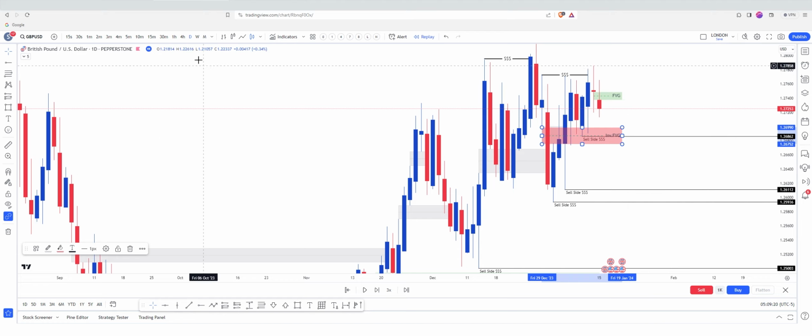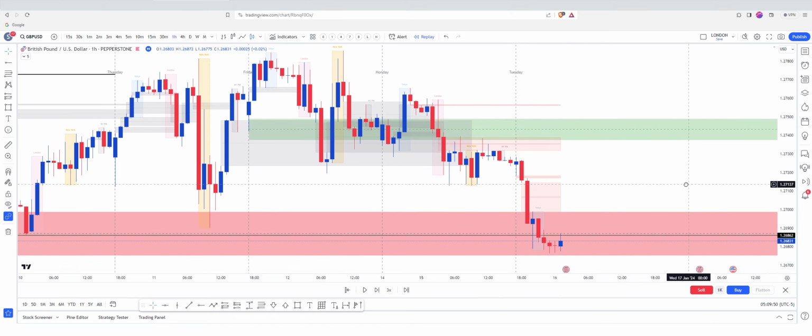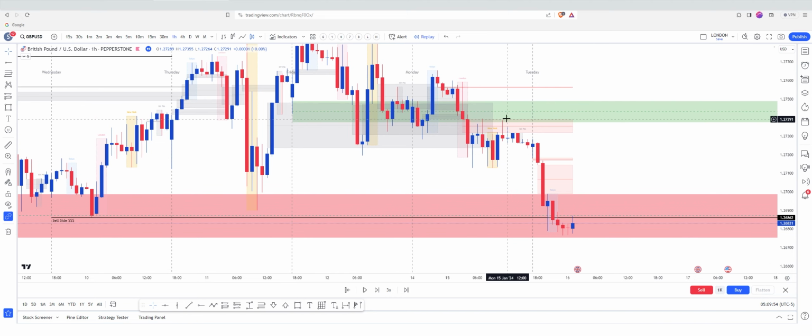Let's drop onto the hourly time frame. So here we are on the hourly time frame. We can see that we are coming into the London session, closing below this inversion fair value gap. So this pink area is the inversion fair value gap that I highlighted on the daily time frame. We're closing below 50% of this, so we could potentially be flipping this again into an actual bearish fair value gap to act as resistance instead of support at this point.